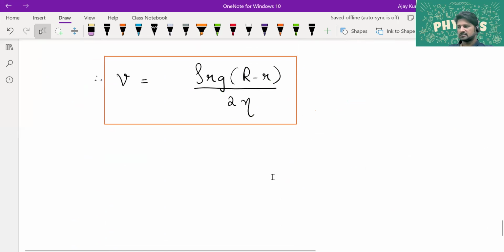In tomorrow's class, we will discuss viscous force acting on a spherical object. It's given by something called Stokes' law. Very easy. We'll derive the terminal velocity of a spherical object. And after that, one small part will be left, Poiseuille's equation.